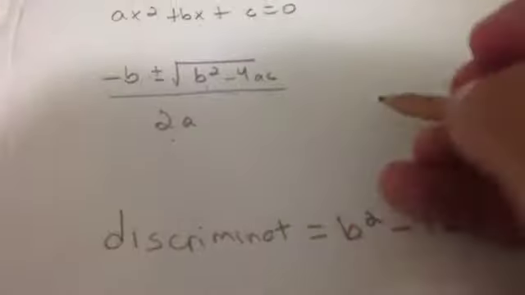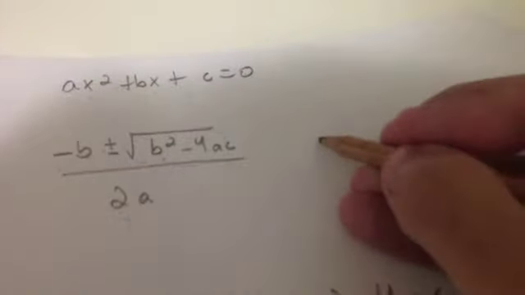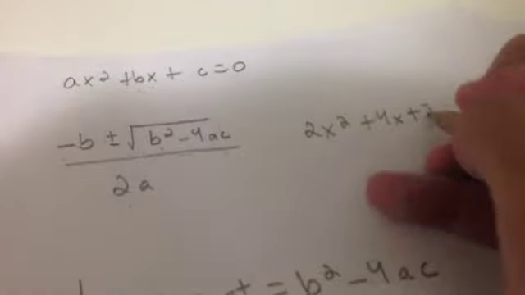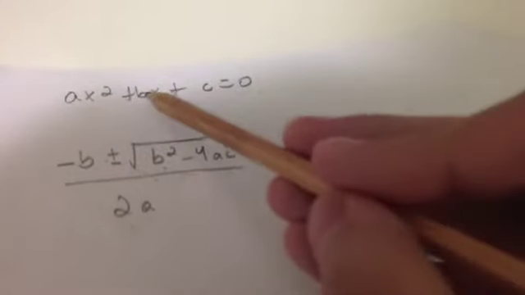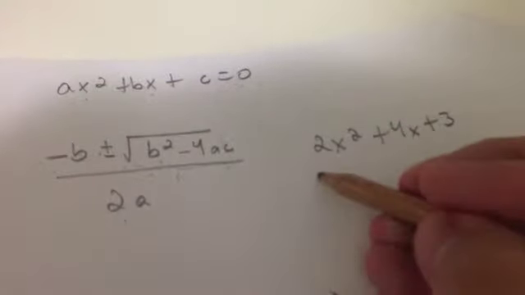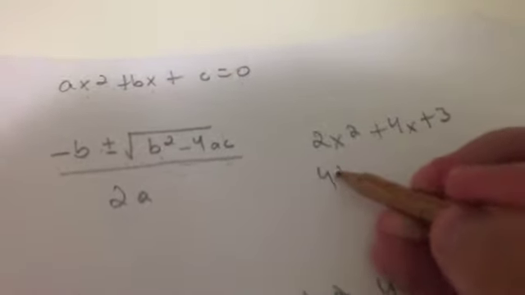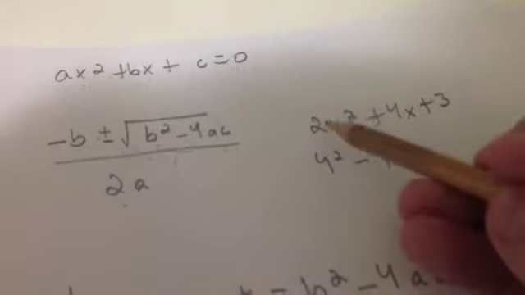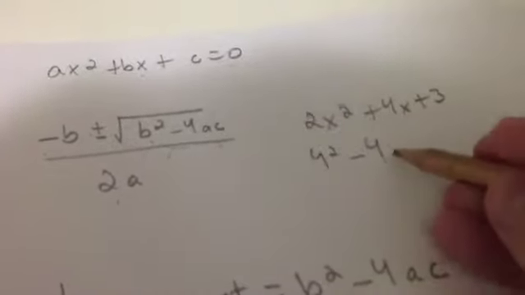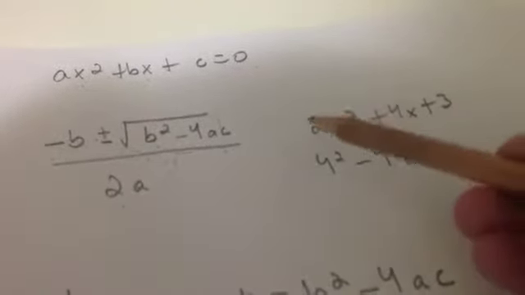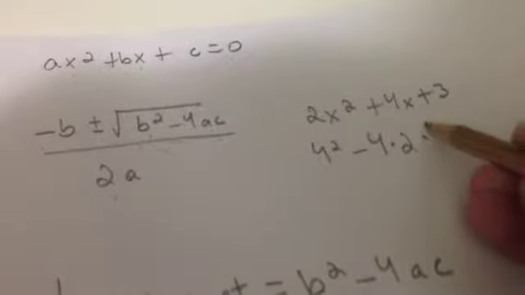So let me put this up here actually to make it easier. 2x squared plus 4x plus 3. So since 4 is b, as you can see right here, it will be 4 squared. So 4 squared minus 4, as the formula shows. A is 2, so times a. And again times c. C in this case is 3.